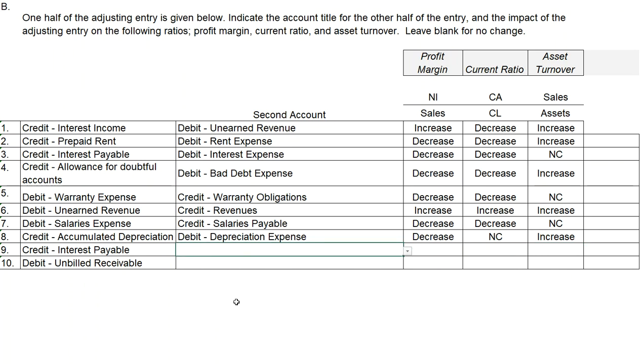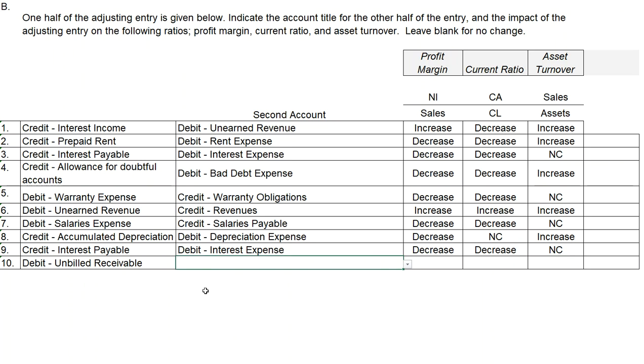Credit interest payable. We've increased the liability, which means the other half would have been what? A debit to interest expense. As interest expense increases, our net income or profit margin will decrease. Interest payable, that's something we're going to owe within the next year. So we had an increase in current liabilities, and we will have a decrease in our current ratio. We had no change in sales or no change in assets, so no change in our asset turnover.